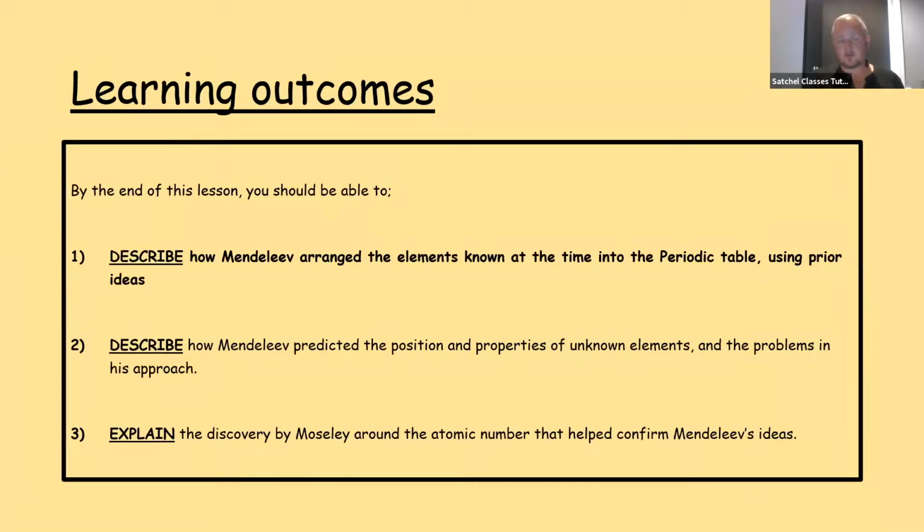Today, though, the first thing we're going to do is describe how Mendeleev arranged the elements known at the time into the periodic table using prior ideas of previous sciences.